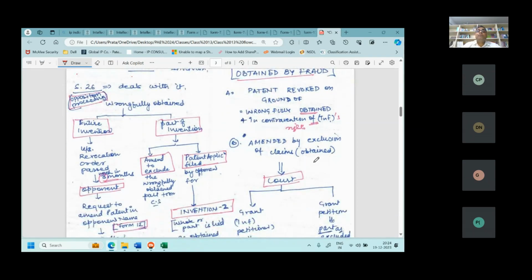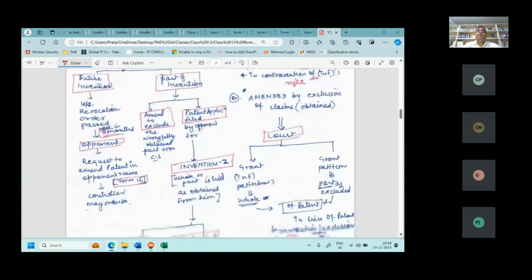Then what will happen? During the court proceeding, the court will ask that the obtained part be excluded. Then your patent can survive. This is the only way. And for whatever part is excluded, the petitioner can get a grant of the whole, or the court can grant the petitioner the part which has been excluded. There also a patent can be granted.